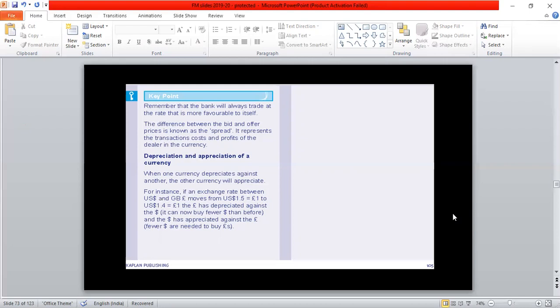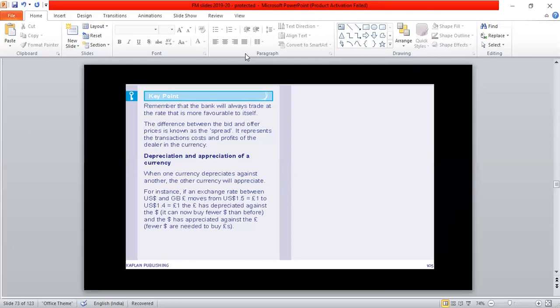Depreciation and appreciation of a currency. When one currency depreciates against another, the other currency will appreciate. That is, quality reduces, quantity increases. As simple as that. If what was earlier bought with 100 rupees now requires 110 rupees, why are you spending more quantity? Because 100 is not able to buy what it was able to buy earlier. So the quality has reduced. That is depreciation.